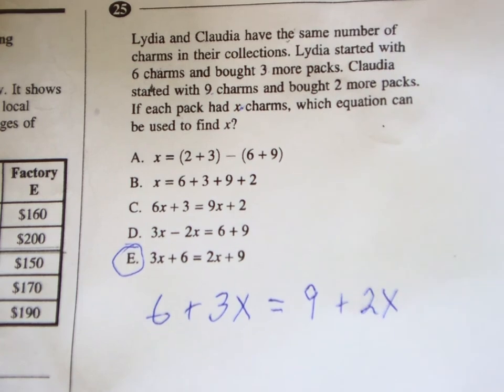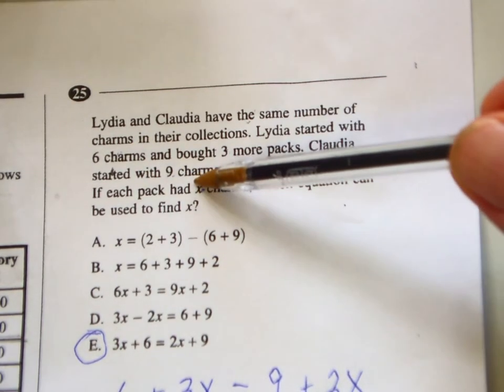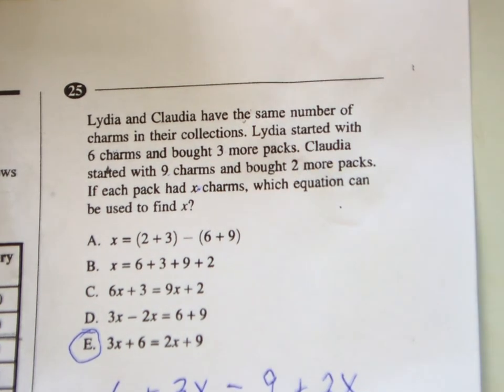We found the equation. It was actually an easy problem if you thought about it. She had 6, she had 9, so she had 3 more, but she bought 1 more pack. That means a pack must have 3. That's how she catches her.